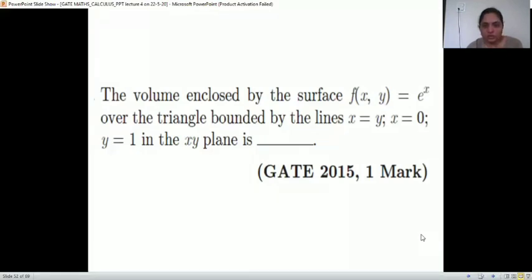The volume enclosed by the surface f of xy is e raised to x over the triangle bounded by the lines x is equal to y, x is equal to 0, y is equal to 1 in the xy plane. Try to draw the triangle. The x is y line, x is 0 and y is equal to 1.